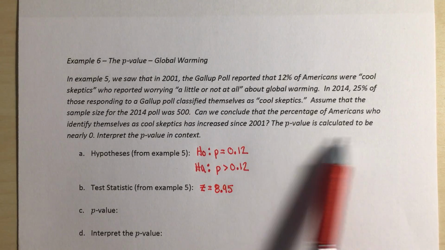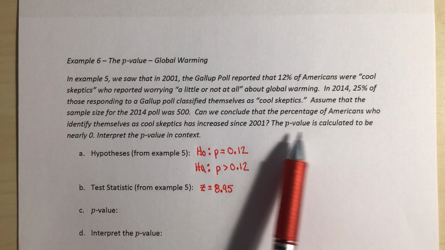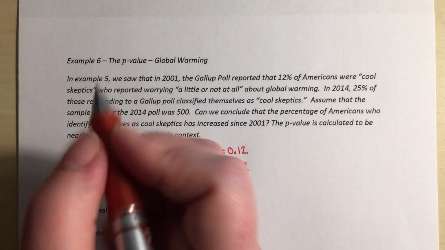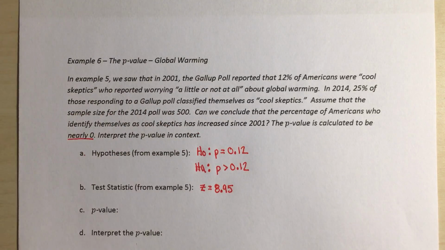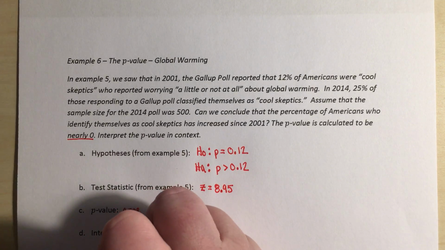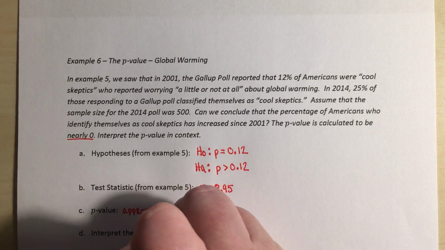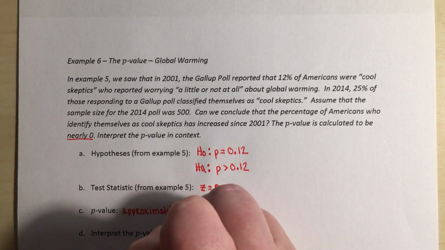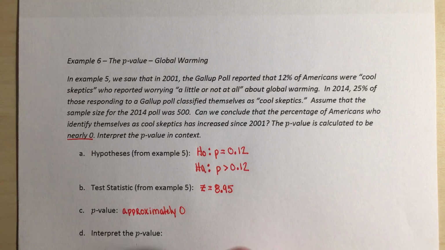Now, we're given a little bit more information in this problem. The p-value is calculated to be nearly 0. Interpret the p-value in context. So our p-value is approximately 0. So what does this mean?